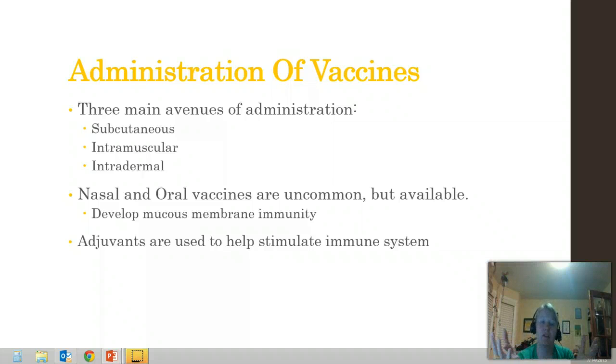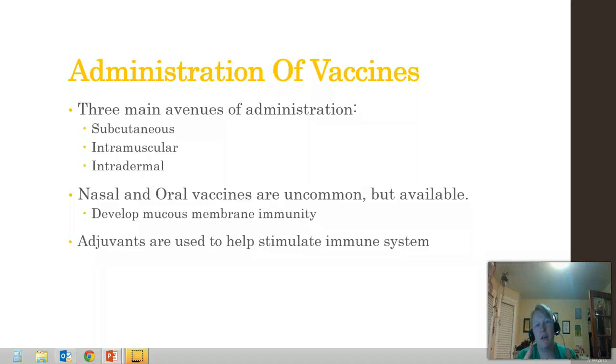So how do we administer vaccines? Well, there are three main ways that we give the shot vaccine, the typical vaccine that you're used to seeing. These are subcutaneous, intradermal, and intramuscular. Subcu and intradermal are both different layers of the skin, and intramuscular goes straight into the muscle.